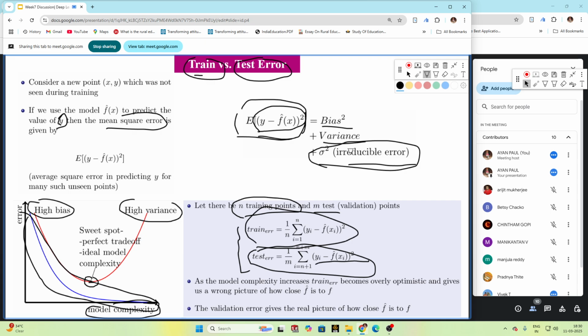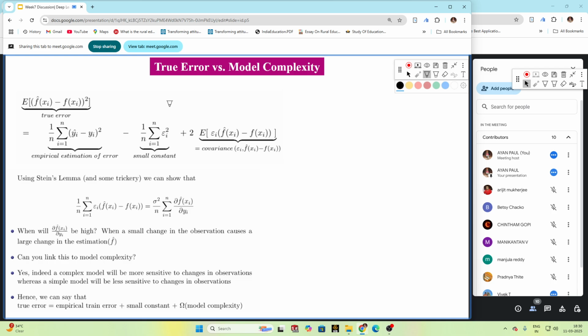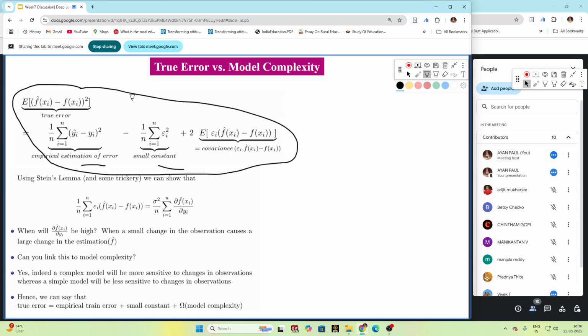Okay, this is bias square plus variance plus some kind of irreducible error. If we talk about the true error and empirical error, so true error is related to empirical error plus some constant plus a covariance. Okay, and I am talking about this test data, not the training data but the test data.